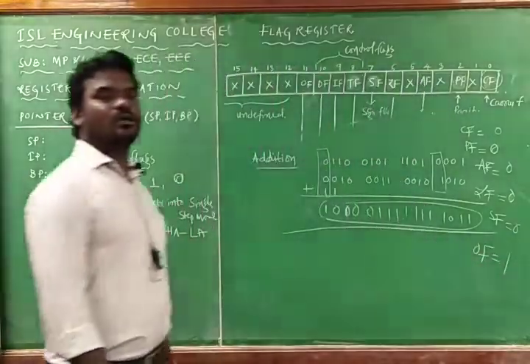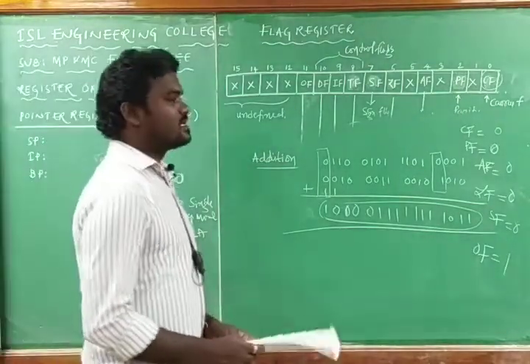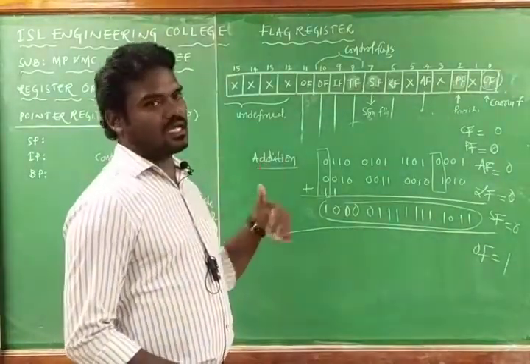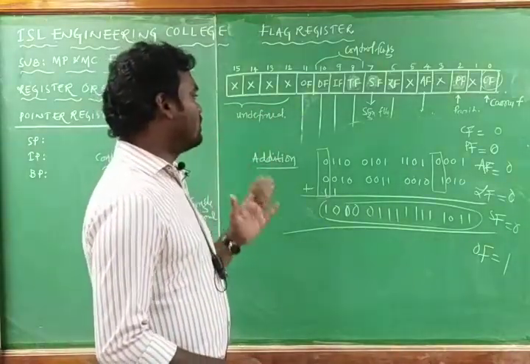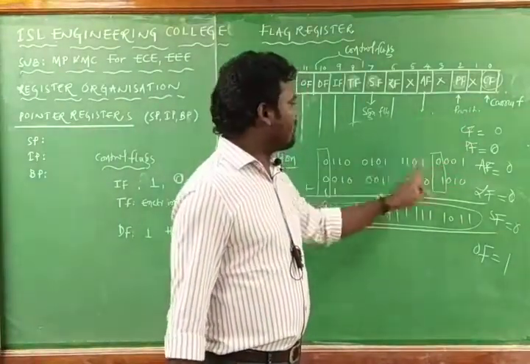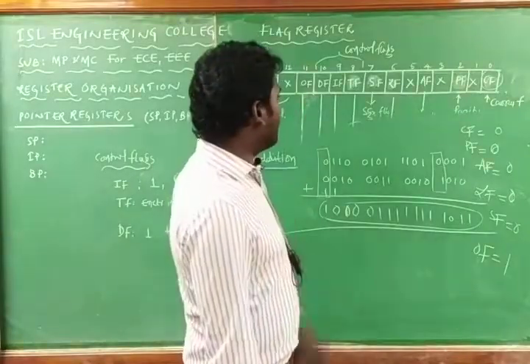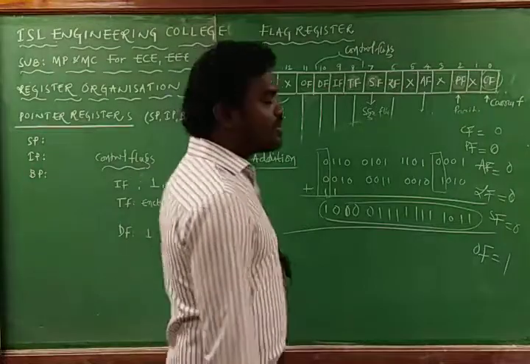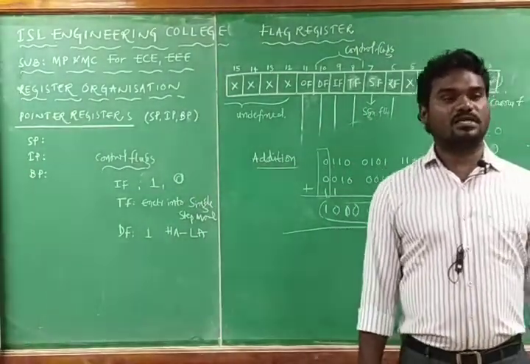Like that, you can find the status of the conditional flags after executing some of the instructions, and you can take subtraction also. In subtraction also, you can find out the status of the carry flag, parity flag, auxiliary flag, zero flag, sign flag, and the overflow flag. These 6 are combined and named as conditional flags, whereas these 3 are called control flags. With this, the register organization of the 8086 microprocessor is completed.